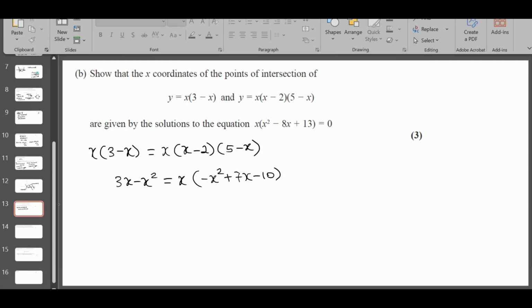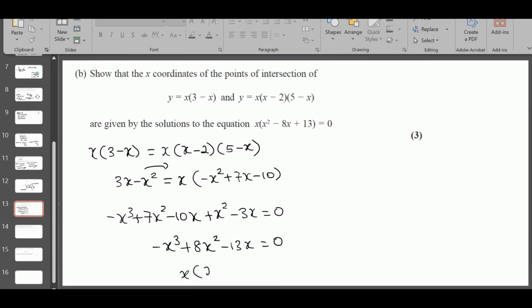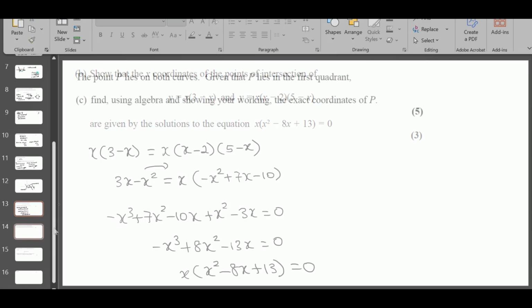Okay, so when we expand it, we are going to get a cubic equation and then we need to factorize it. Open the bracket, move everything one side. Maybe I'll write one more step: minus x cube plus 7x square minus 10x. Move these terms also here, plus x square minus 3x is 0. Minus x cube plus 8x square minus 13x is 0, or x times (x square minus 8x plus 13) is 0. That's all.